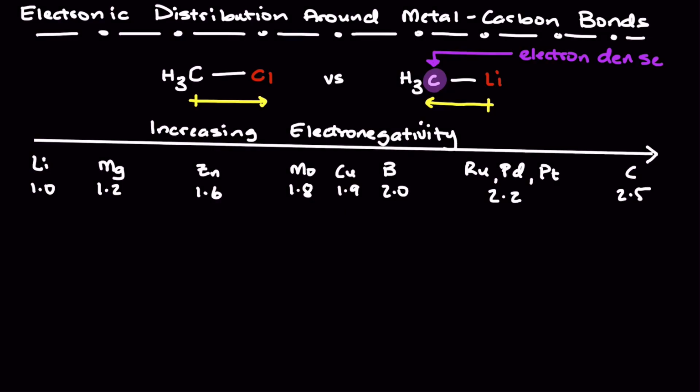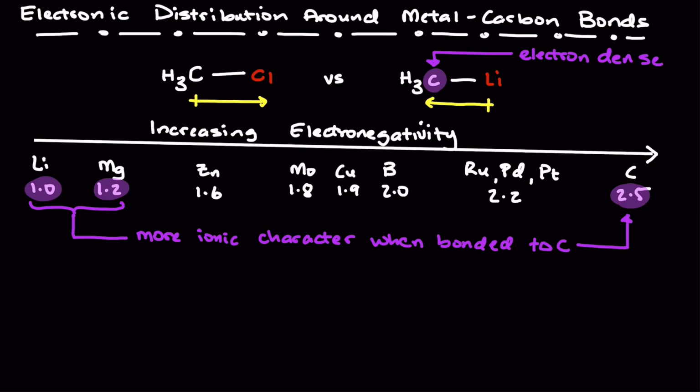What I have shown you here is an electronegativity scale that only focuses on some of the more important metals that are used in organometallic complexes. Notice that your metals are all less electronegative than your carbon. When you compare the electronegativity difference between lithium or magnesium and carbon, you would see that because of that difference, a bond between a lithium and a carbon, for example, actually has a lot more ionic character than covalent character.